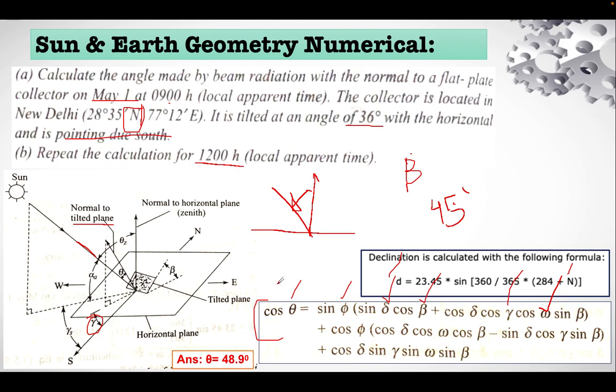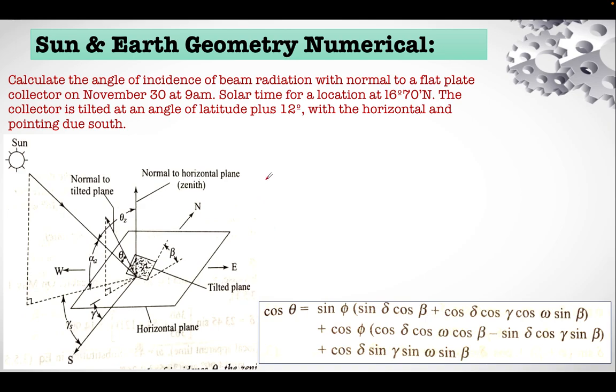For that, this particular equation for cos theta is very important. Using this equation, you can calculate the incident angle. If the incident angle is given, you can calculate other angles by using this formula. One example is there in your assignment, and in that case also we can calculate the incident angle.